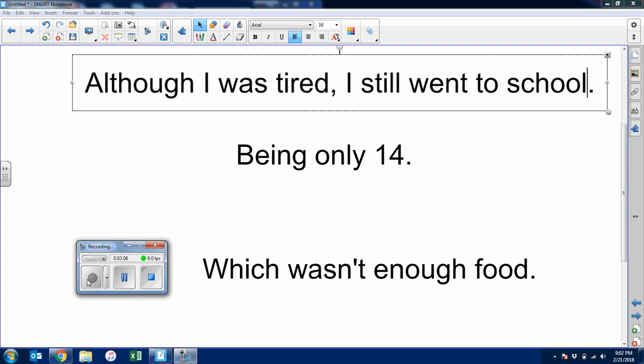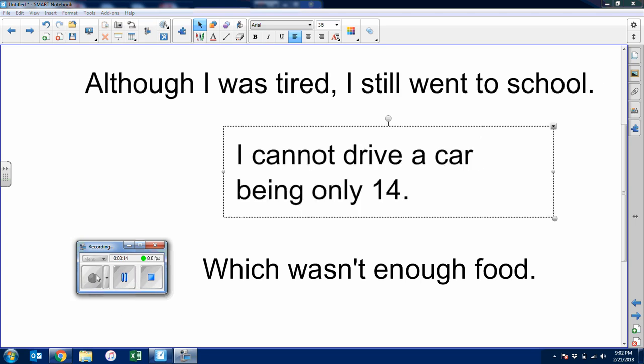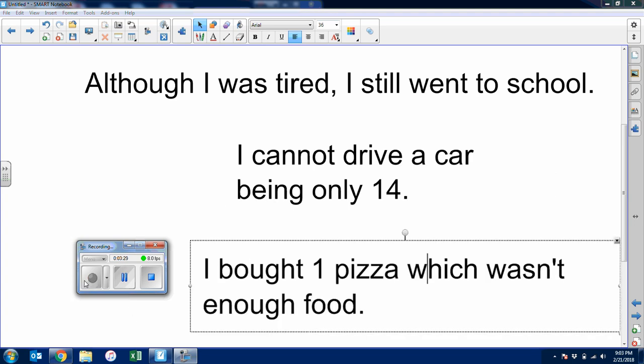What I did with the first one is I added the part that said I still went to school. So now it reads, although I was tired, I still went to school. Notice the second one, I added the second half of the sentence to the beginning of it. I said, I cannot drive a car being only 14. And I did the same thing to the last one. I added part of a sentence to the front of it. I bought one pizza, which wasn't enough food. So I took my sentence fragment, I added something to it, and I made it into a complete sentence. And that is what we're going to be working on today.